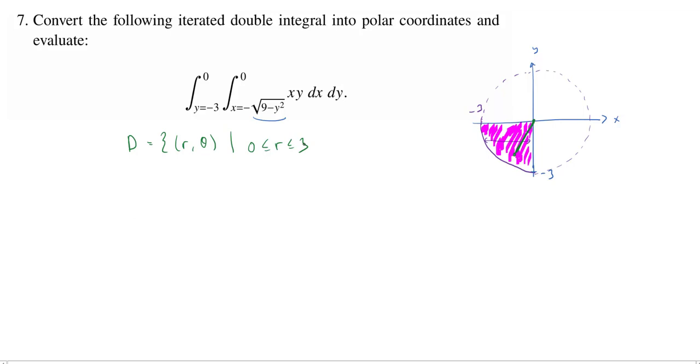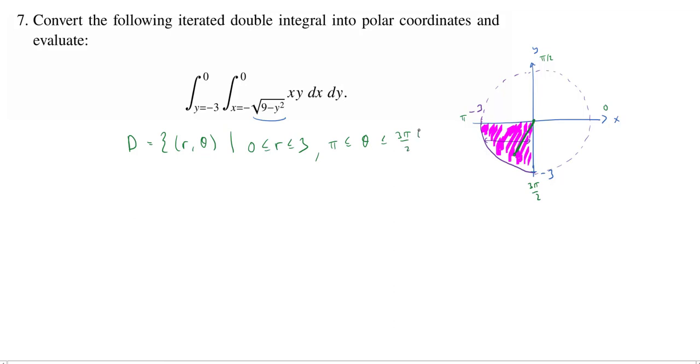How about the theta? Well, normally the theta for a circle would be 0 to 2 pi. You have to go all the way around. But we don't get this first quadrant. So 0 to pi over 2, that's not going to be in there. And pi over 2 to pi, that's not going to be in there. But pi to 3 pi over 2, yeah, that's the answer right there. So our theta will go between pi and 3 pi over 2.